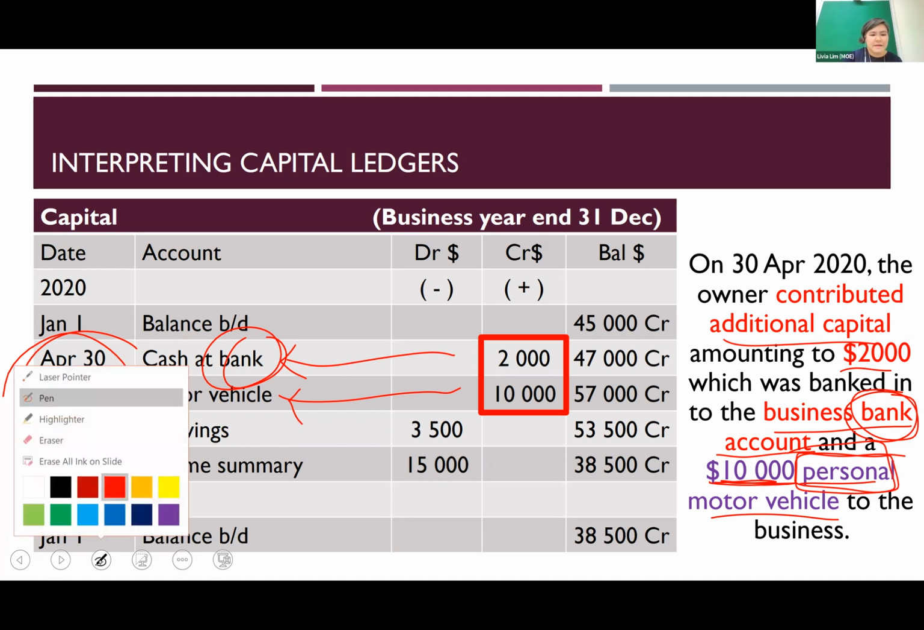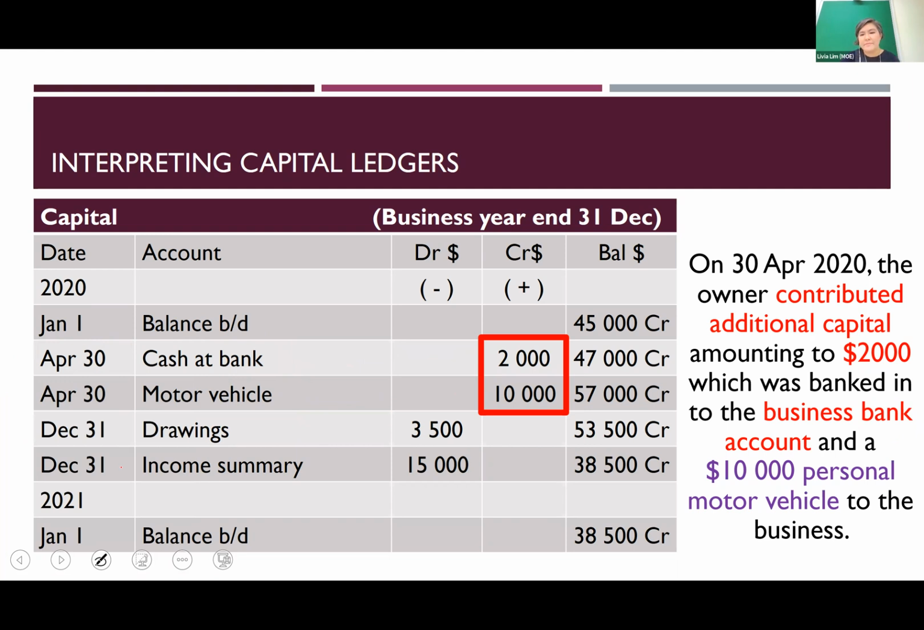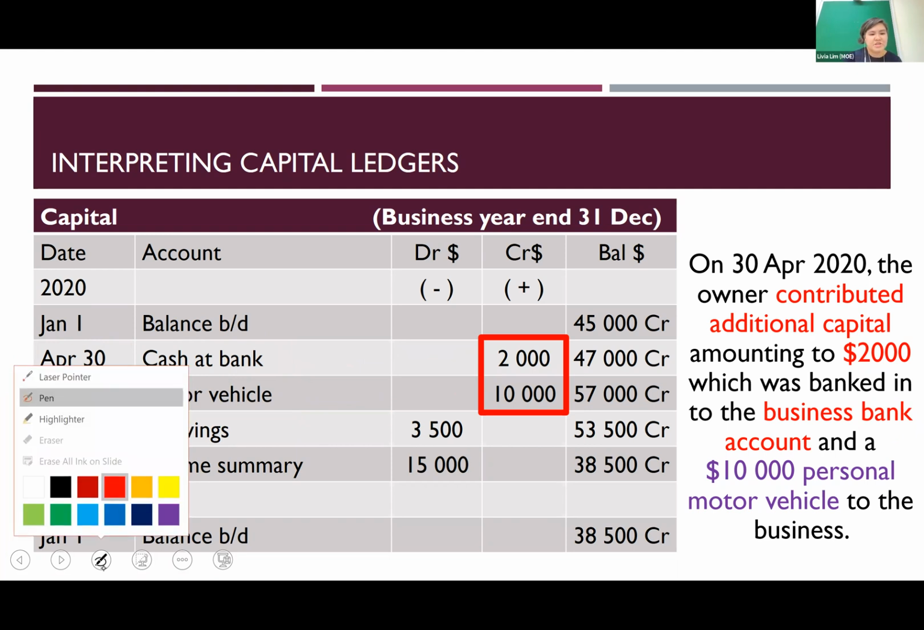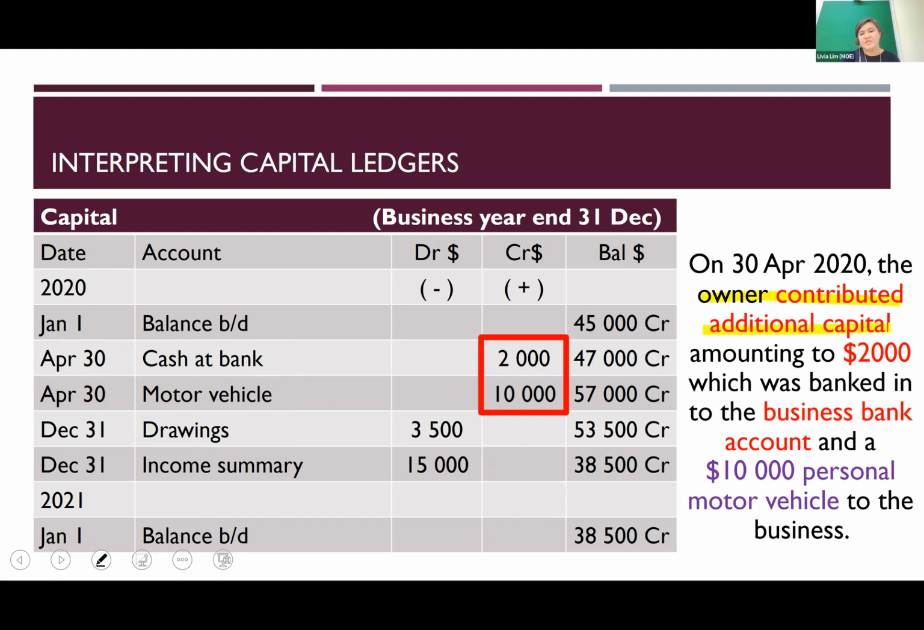All right, so let's see, do I have all my who, what, how much? So if I mention owner contributed additional capital, banked into business bank account, personal motor vehicle, and all these, what I've highlighted here, you're actually talking about the what happened. Now, you also have to mention who, right? Remember, you have to name and shame. So for who, it is this owner. Owner is the only who in this question.